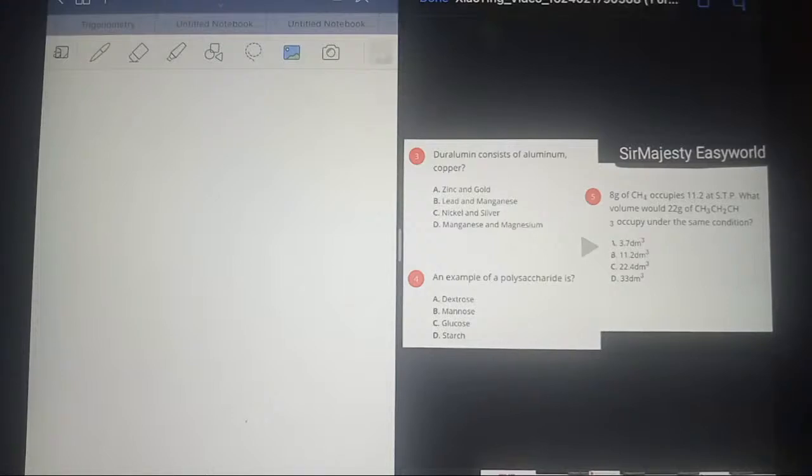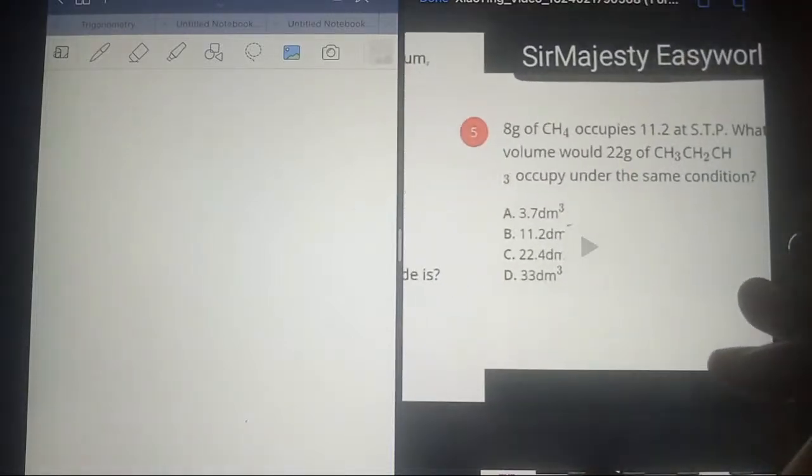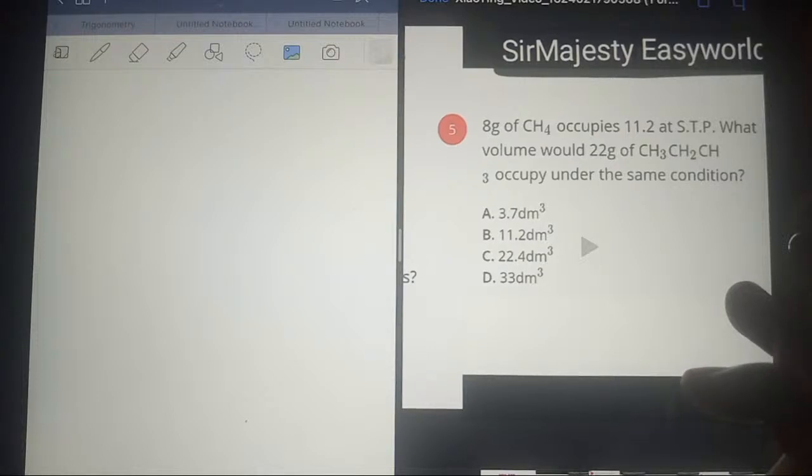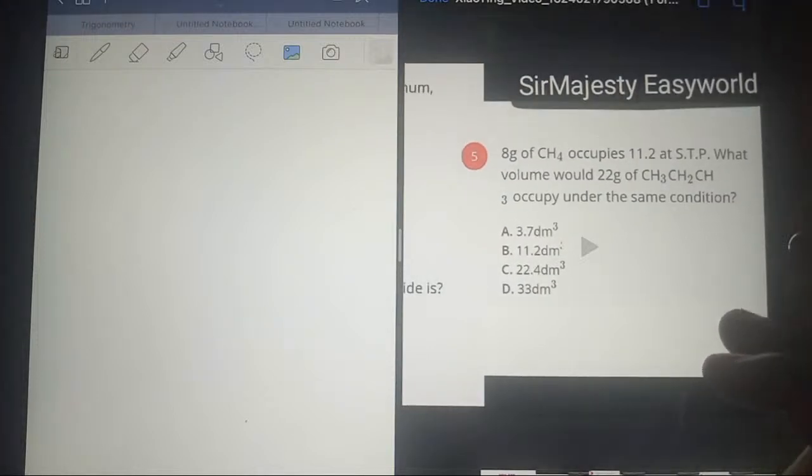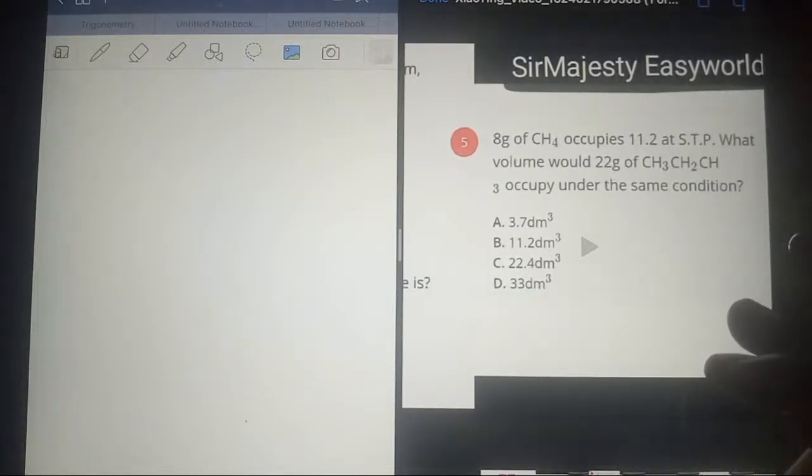Remember, according to Avogadro, equal moles of gases have equal volume at the same temperature and pressure. And the question says under the same condition. Watch it well. It said under the same condition. So what we have to do first is convert 8 grams of methane to mole.